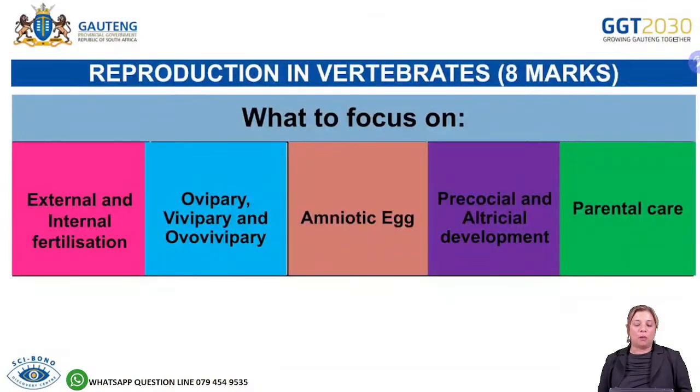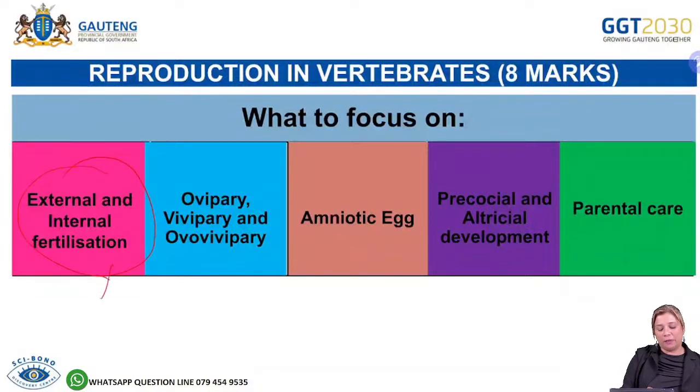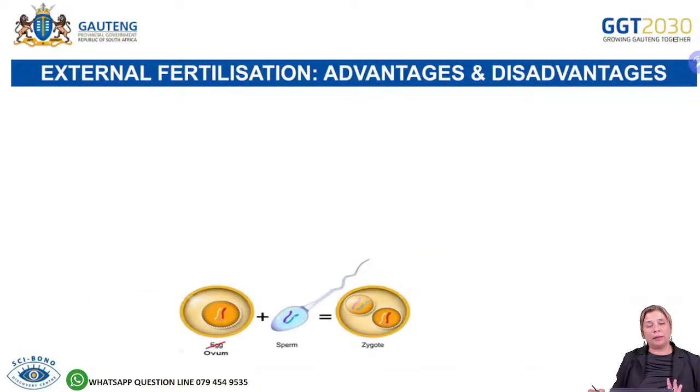Okay? What are we going to focus on? External and internal fertilization. This for me is very, very important, because we need to know where the male fertilizes the female gamete. Then oviparity, viviparity and ovoviviparity, the amniotic egg, precocial and altricial development, and parental care, like we mentioned in the exam guideline. But we're going to zone in on each one of these topics so that we can see what is going on. So let's talk about external fertilization.